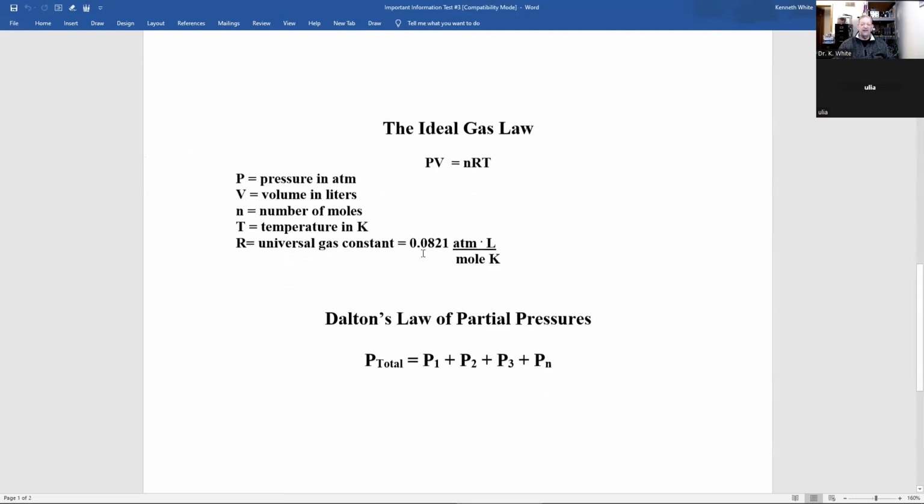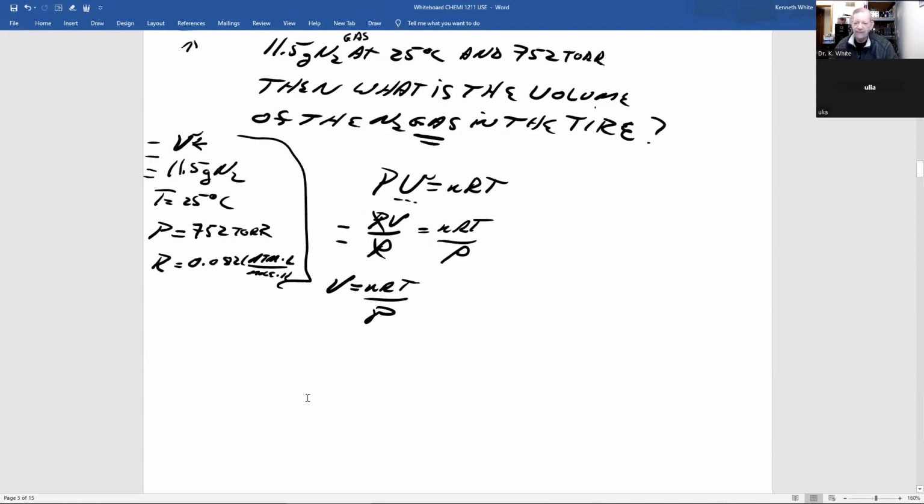Important information, test number 3. Remember, pressure has to be in atmospheres. You're solving for V in liters. N is the number of moles. T is the temperature in Kelvin. So n is moles of N2.